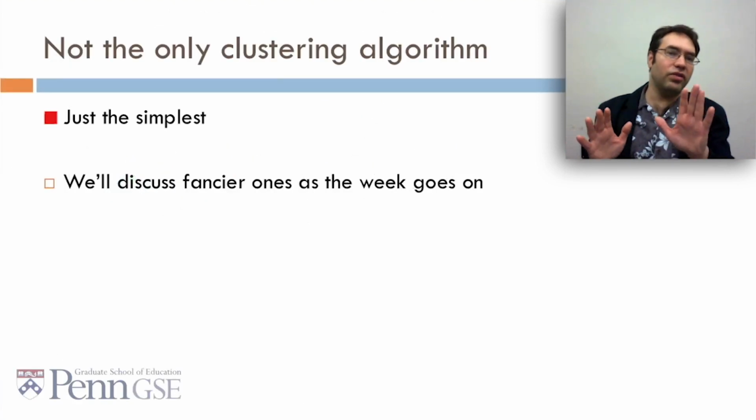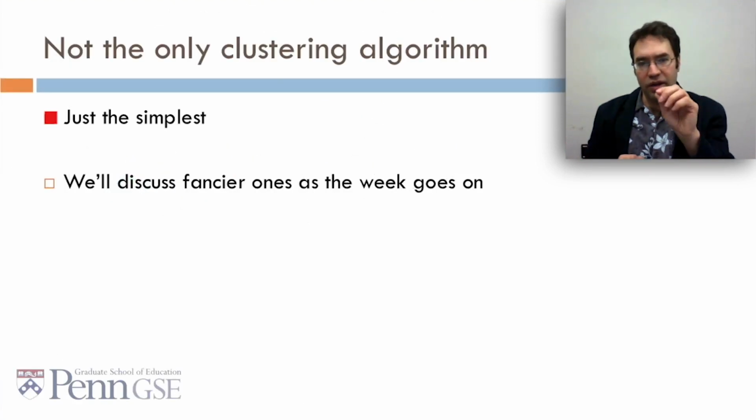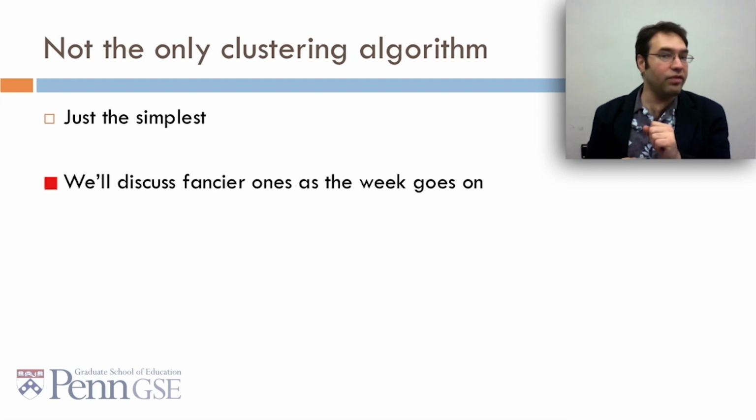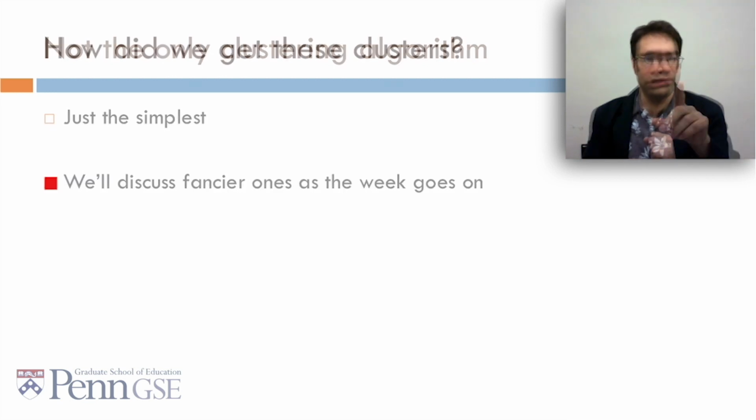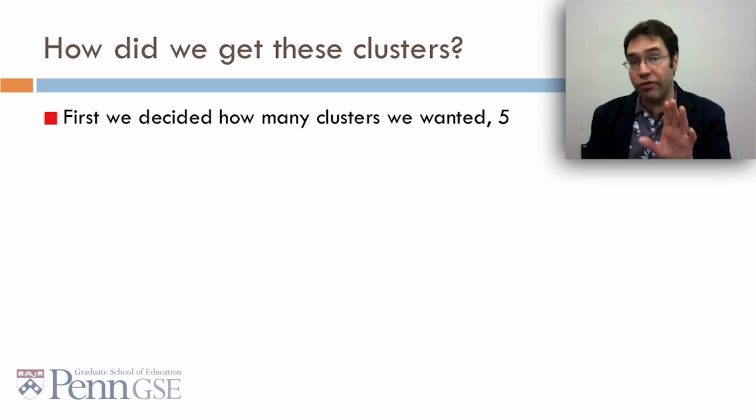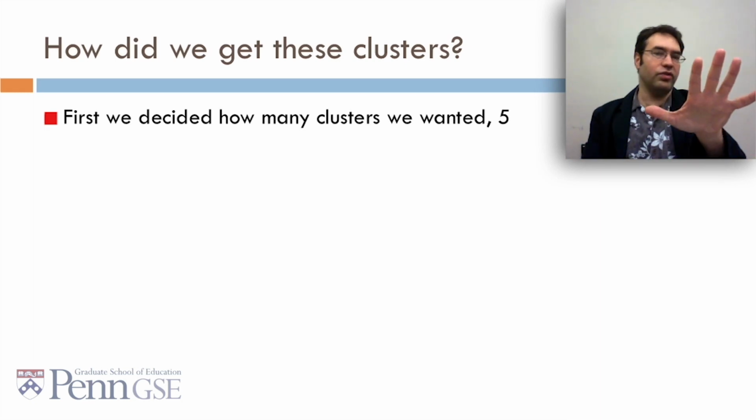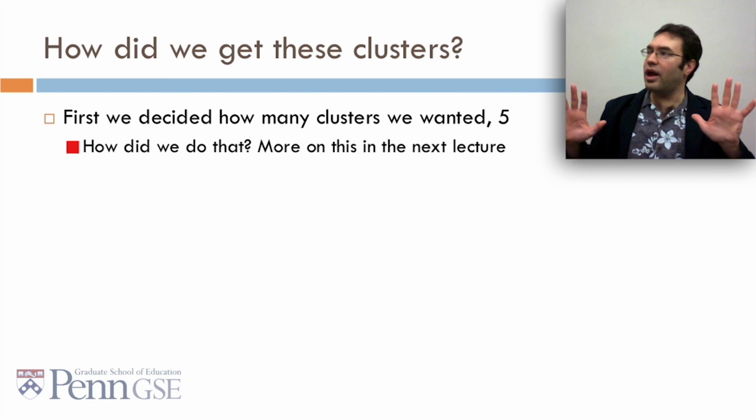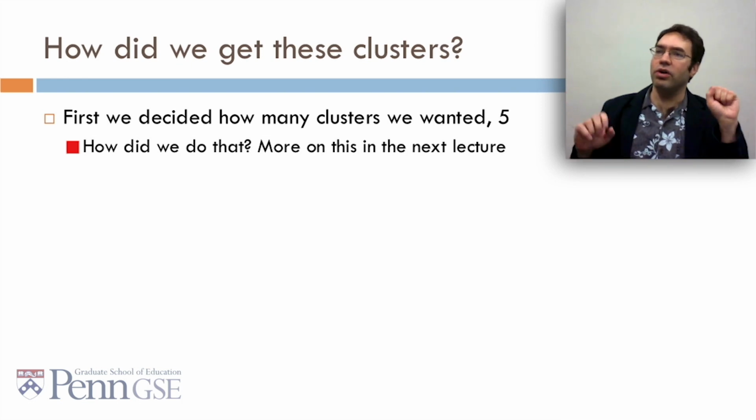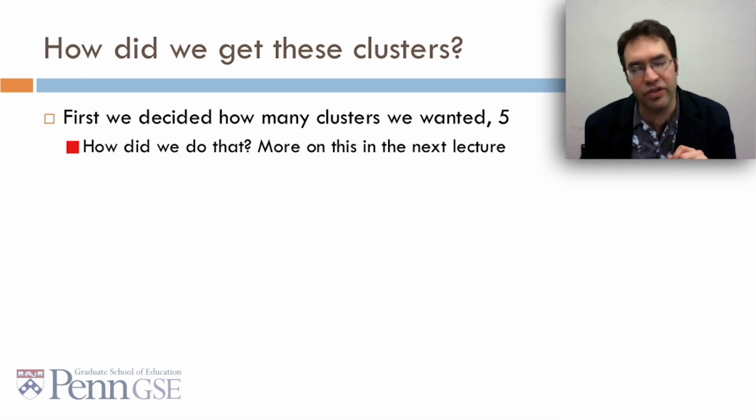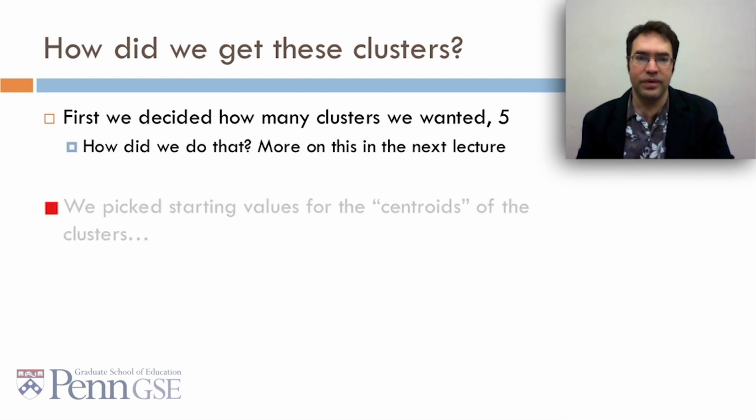So k-means is not the only clustering algorithm. It's just the simplest. And we're going to discuss fancier ones as the week goes on. So how do we get these clusters? Well, first we decided that we wanted 5 clusters. Now, how do we do that? How do we come up with the number 5 instead of 4 or 6 or 19? More on this in the next lecture. We're going to get to it.